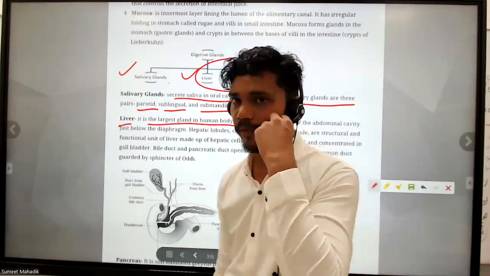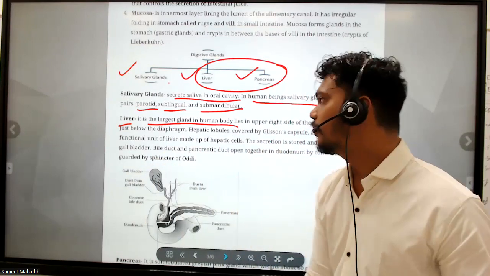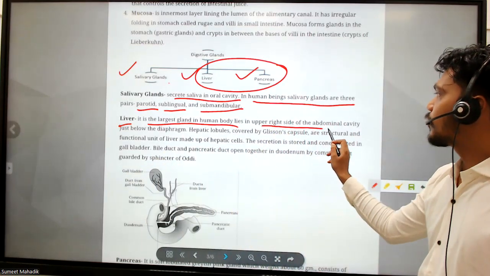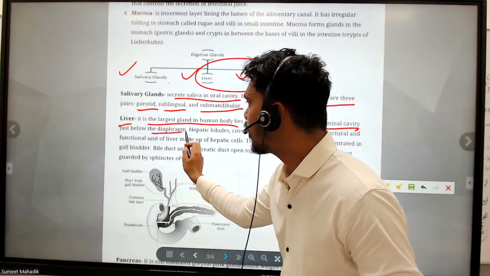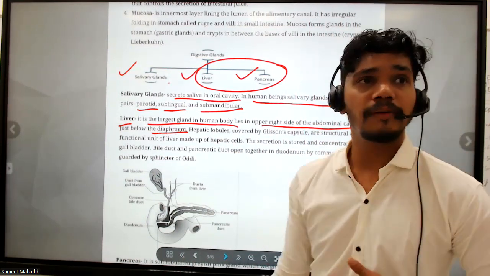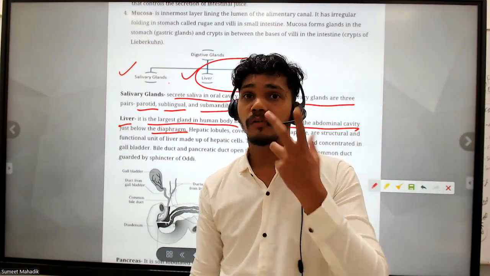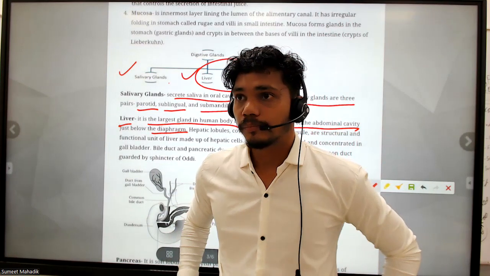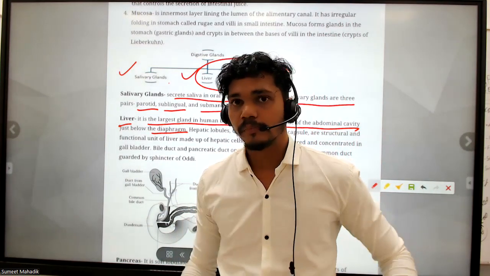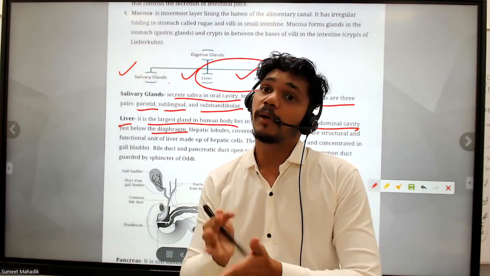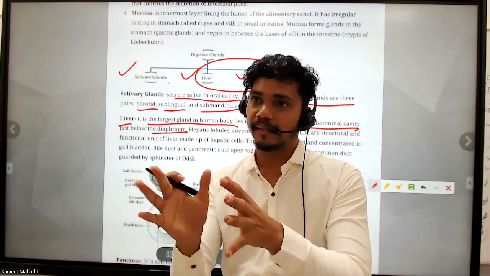So the liver is the largest gland in the human body. Who is the largest gland? Which is the largest gland in the body? The liver. It is in the upper right side of the abdominal cavity, just below the diaphragm. What is the diaphragm? What is the function of the diaphragm? Okay, but what is the exact function? You tell me.